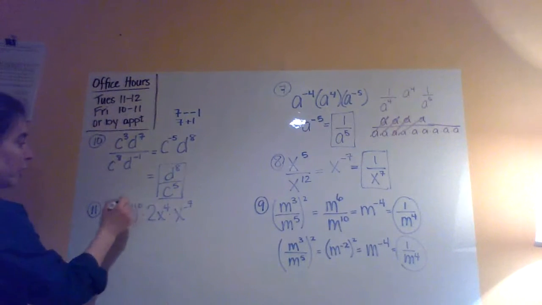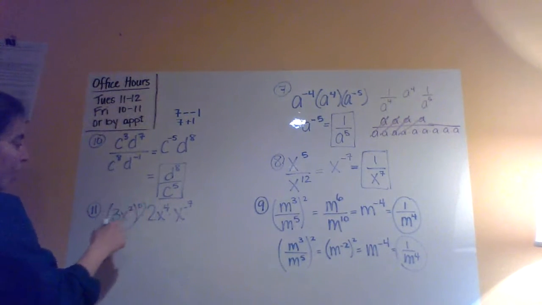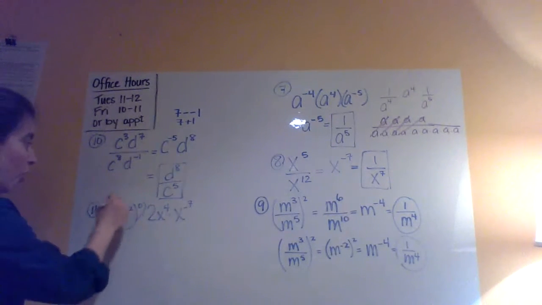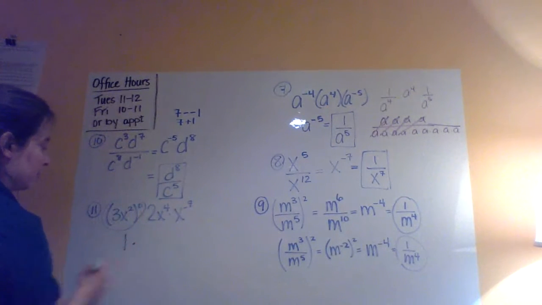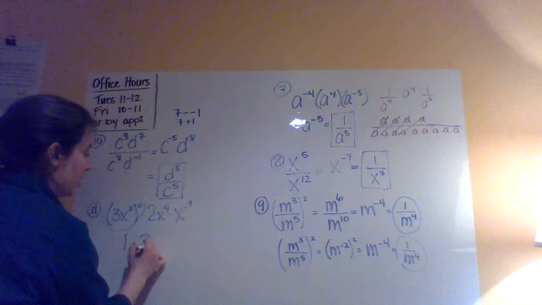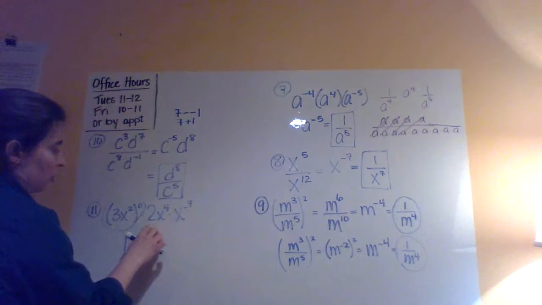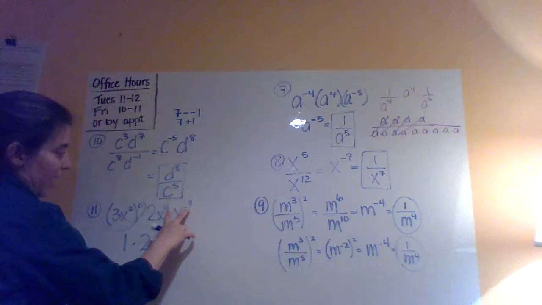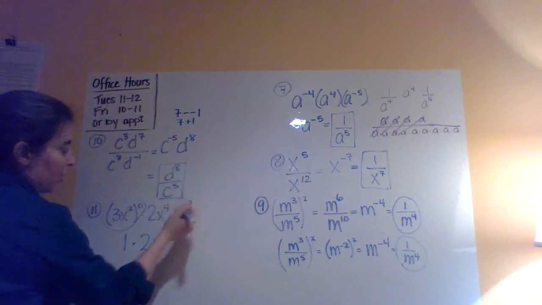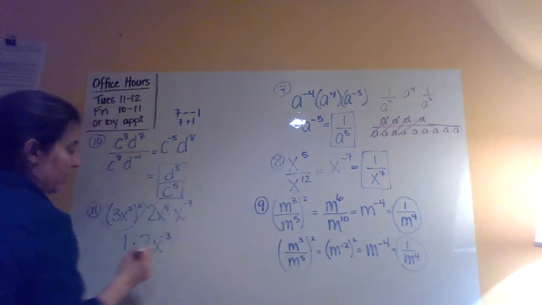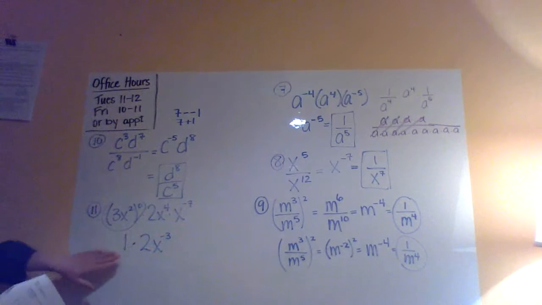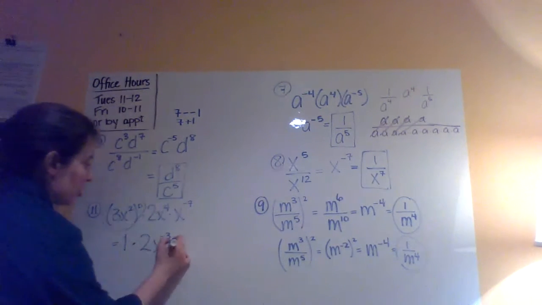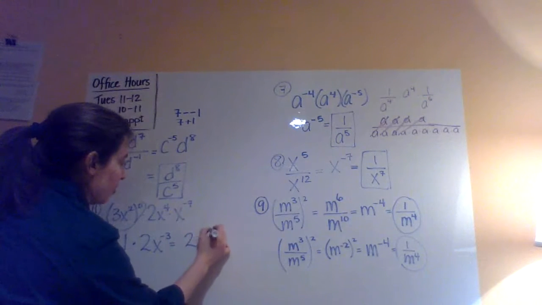Okay, so we look at this one. Anything to the 0 power is 1. Sometimes people think that means the exponent becomes 1. It doesn't. This whole thing is just going to be 1. And then I'm going to have 2 times, these are like bases. I add the exponents. This is a negative here. I add the exponents and I get negative 3. Now, 1 times anything is just that thing. So I really don't even need the 1 there anymore. You can just think of this as 2x to the negative third.